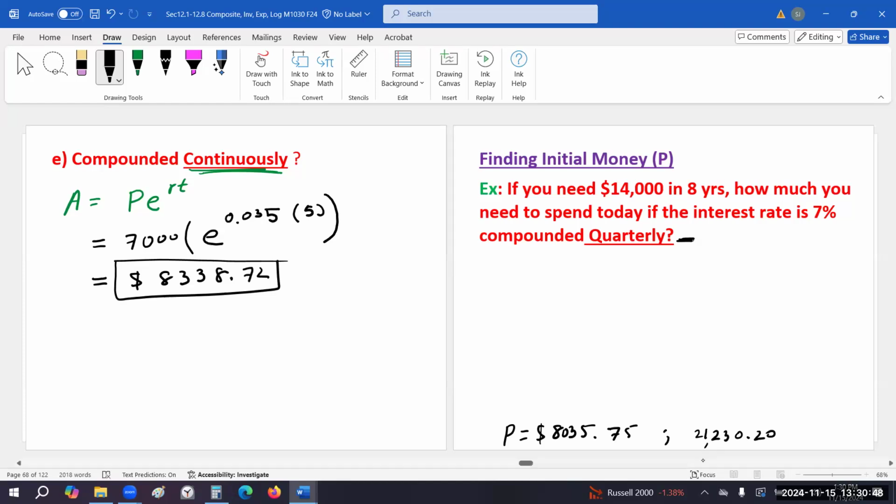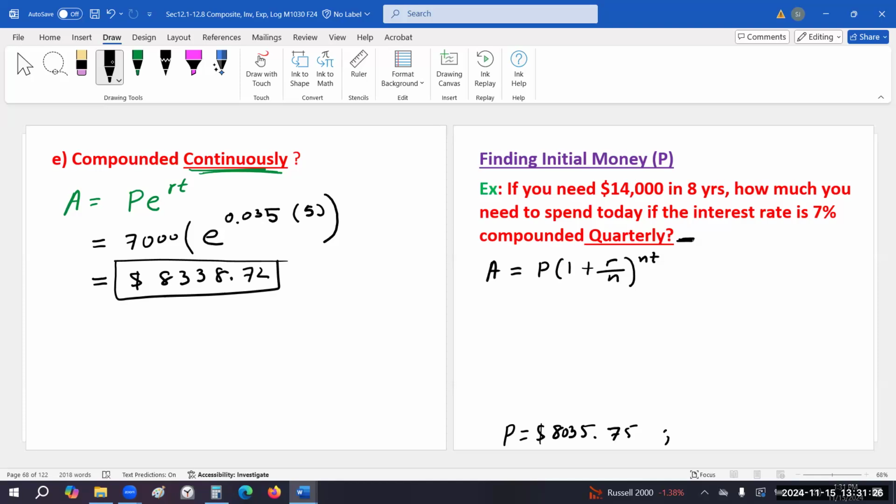Definitely it's wrong. You know why? Because if you started with 21,000, why don't you have 14,000? We have to gain money, not lose money. So what mistake did you make? What formula did you use? Tell me your formula. A equals 1 plus r over n, right? Yeah, over n.